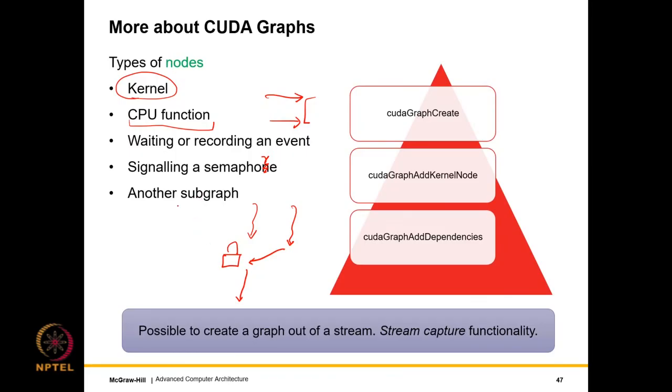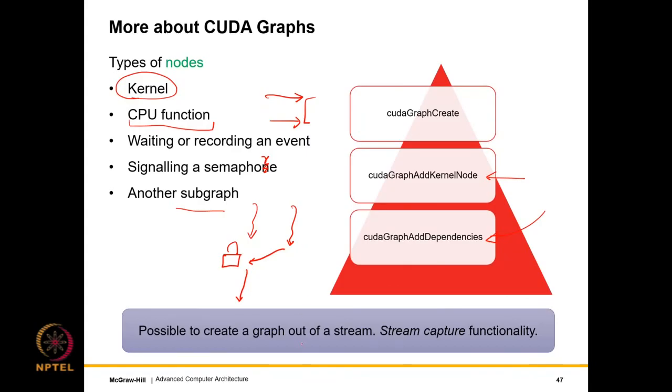And of course, a node can contain another subgraph. These are the main functions that we have: CUDA graph create, with the same naming scheme, and add kernel node. Similarly, we can add other kinds of nodes and add dependencies between all of these nodes. That will create a complex graph. And as we have discussed, it is a hierarchical recursive structure where one graph can be subsumed within a node.